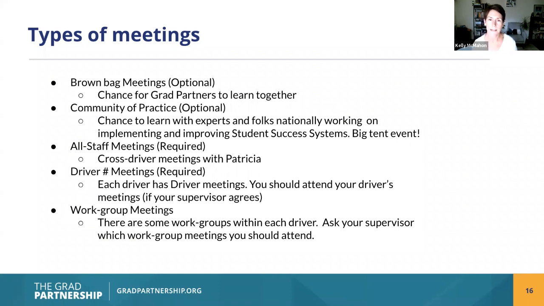We have all staff meetings. These are required meetings. They're across all the drivers, and Patricia leads those. We have driver meetings. Each driver meets at least monthly, though you can see some meet bi-monthly, and Driver 4 meets monthly as an example. And then there are work group meetings, and this is where the bulk of the work happens. There are different work groups within each one of the drivers, and this is likely where you will be asked to join some meetings.